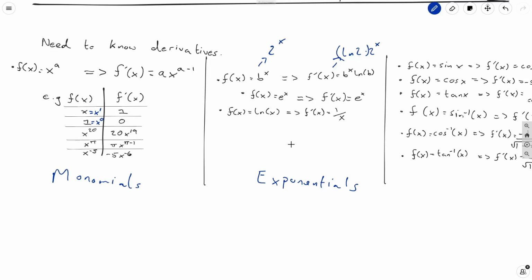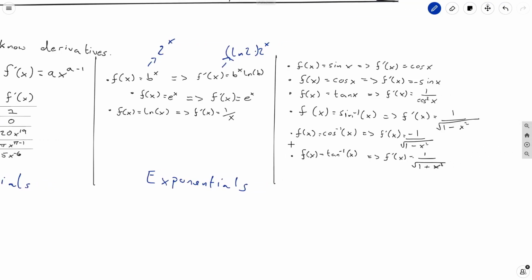Okay? And the last example in this exponential section is f of x is equal to natural log of x. In this case, f prime of x is equal to 1 over x. This one is, of course, a little surprising, but it is nonetheless an important example to know, and if you don't know it, you probably won't be able to figure it out easily. Okay?